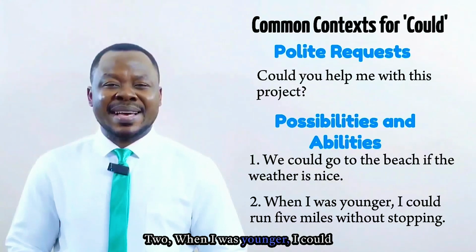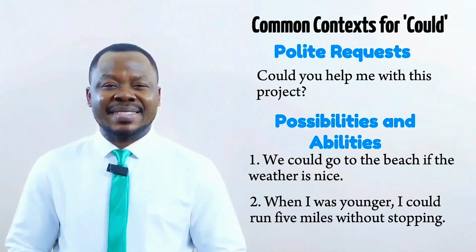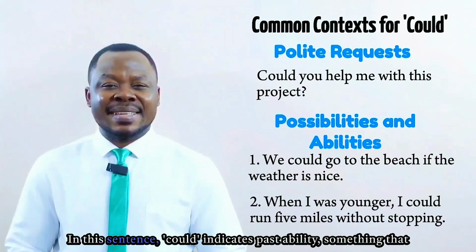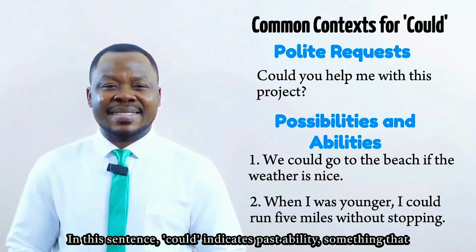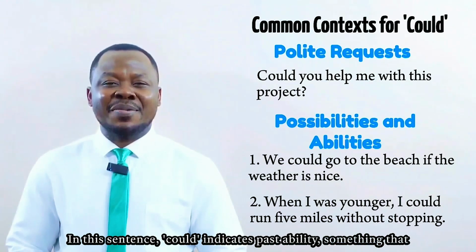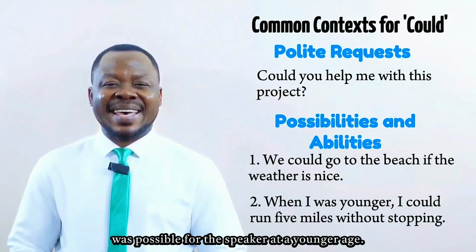2. When I was younger, I could run 5 miles without stopping. In this sentence, could indicates past ability, something that was possible for the speaker at a younger age.